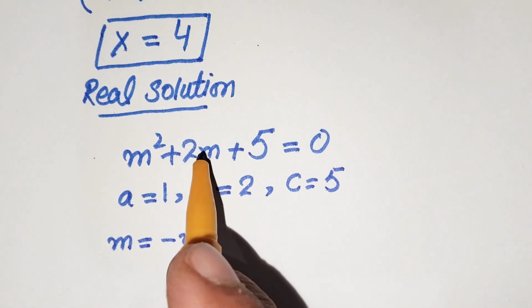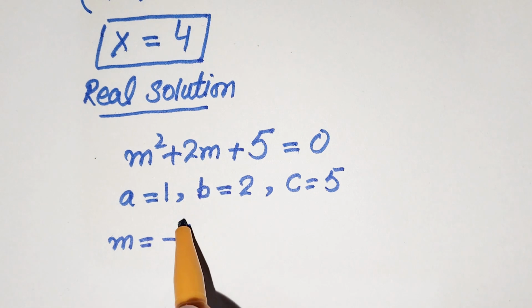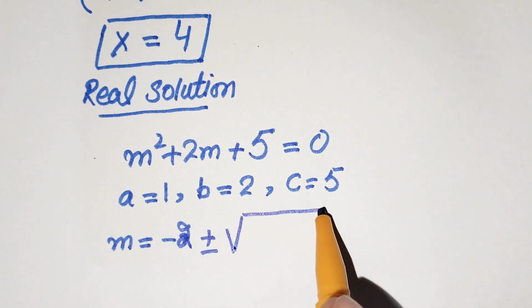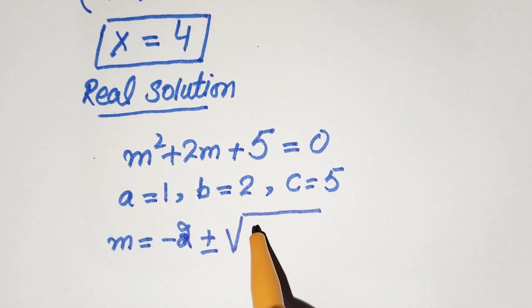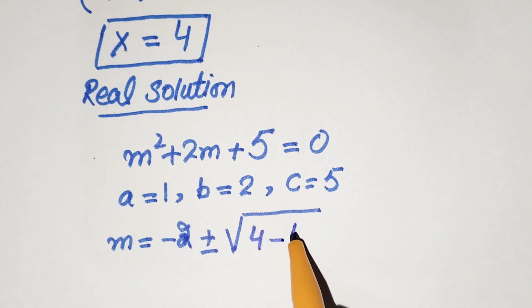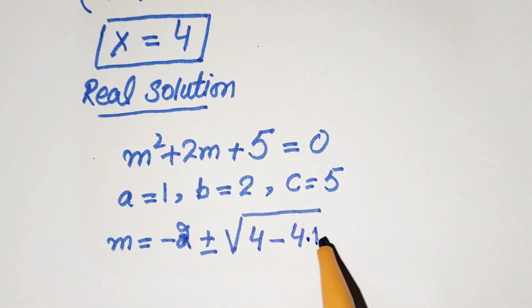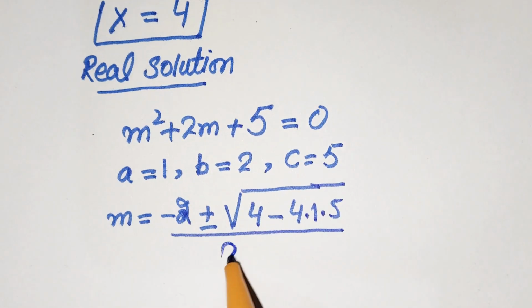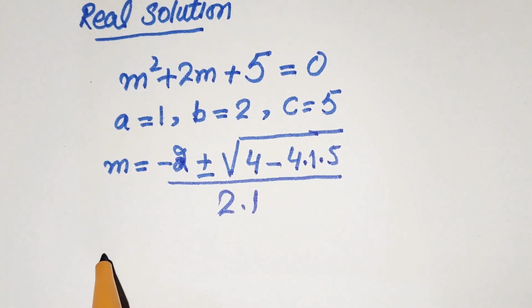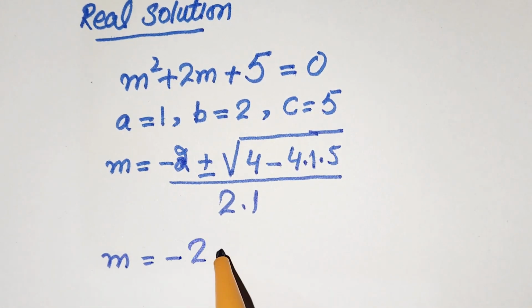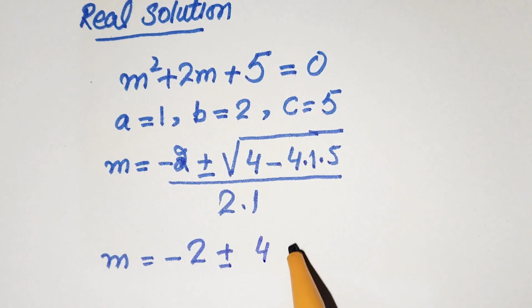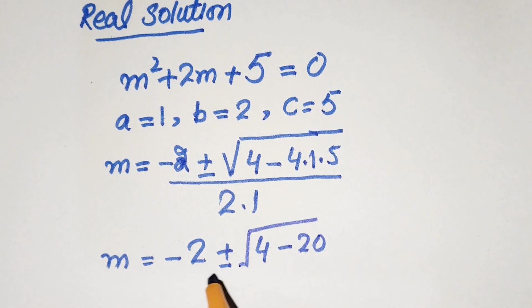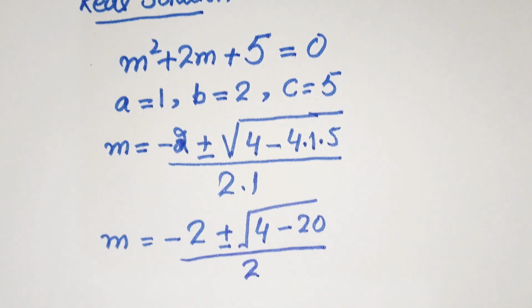here it is minus b, so it can be written as minus 2 plus minus the square root of b square, which is 2 square, actually equal to 4, minus 4 times a, which is 1, and c is 5, whole divided by 2 times a, which is 1. So now m is equal to minus 2 plus minus the square root of 4 minus 20, whole divided by 2.